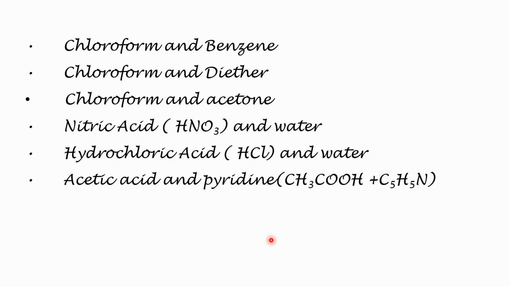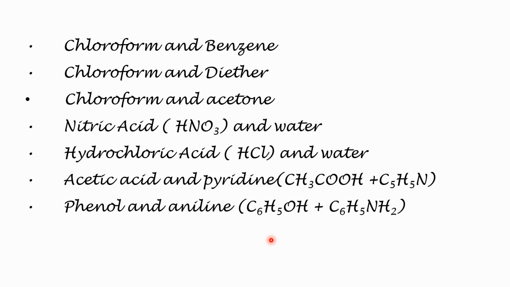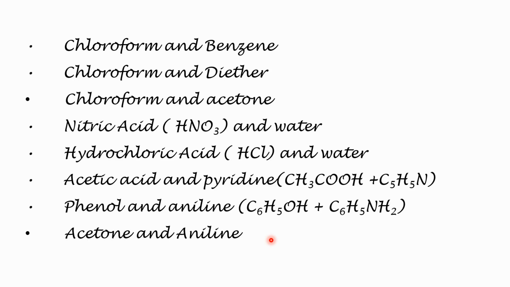Pyridine is C5H5N. This is an organic base. So an organic acid plus an organic base. Then you have phenol and aniline. Phenol is C6H5OH. Aniline is C6H5NH2. Phenol is a weak acid and aniline is a weak base. So an organic base plus an acidic compound forms a negative deviating solution. Then you have acetone and aniline. All these are showing negative deviations.